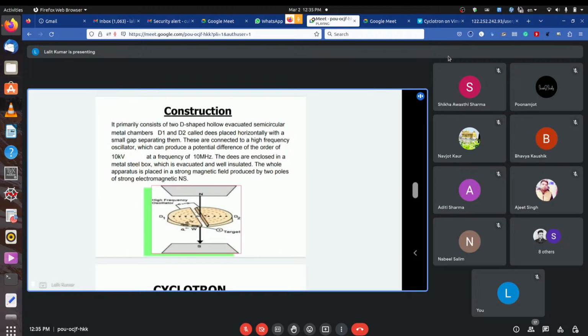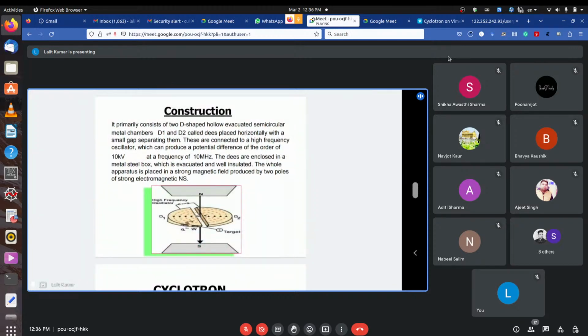The particle starts from the center, goes around, and each time it crosses the gap it gains energy and comes back outside with higher energy. That's what it is doing. Then you want to extract it. Sometimes you can do the experiment internally also. You can put a target right inside the cyclotron, or you can extract it, pull it out, and do the experiment outside.